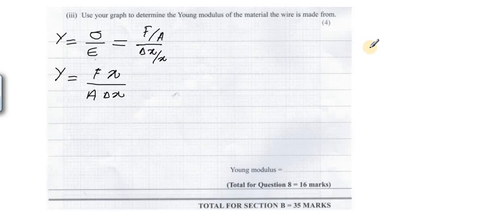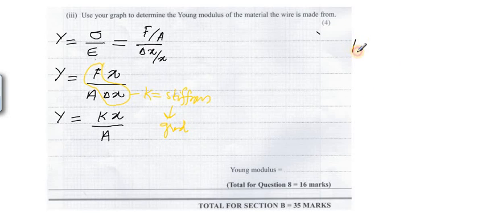Here I can rewrite this equation as Y equal to kx over A. Why did I write k here? Because F over delta x is your stiffness, k. And stiffness can be found from the gradient of the graph. So I'm going to use the gradient from the graph.